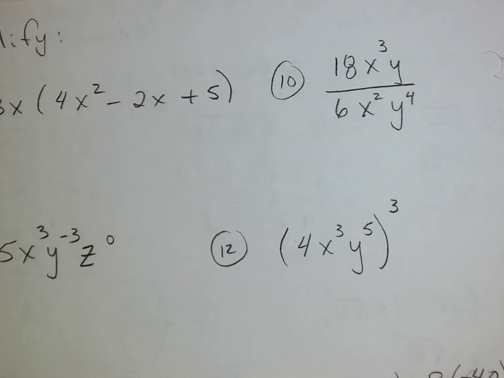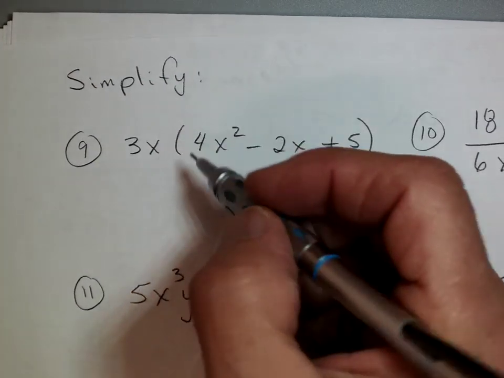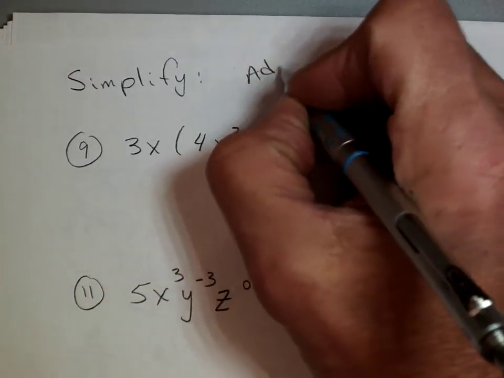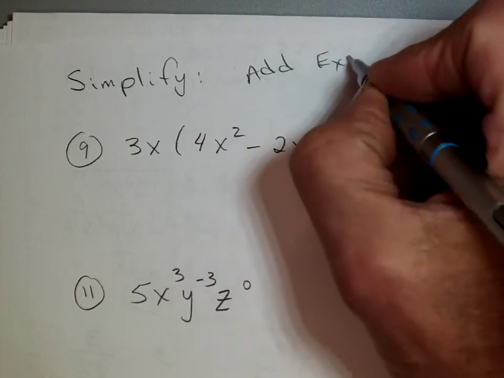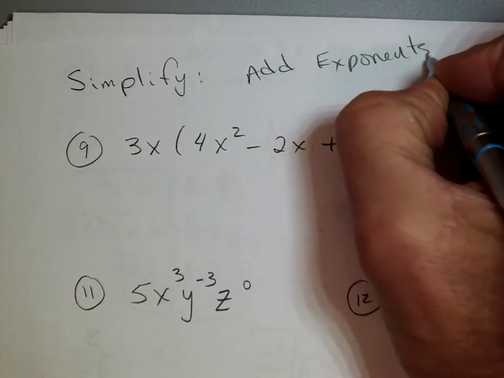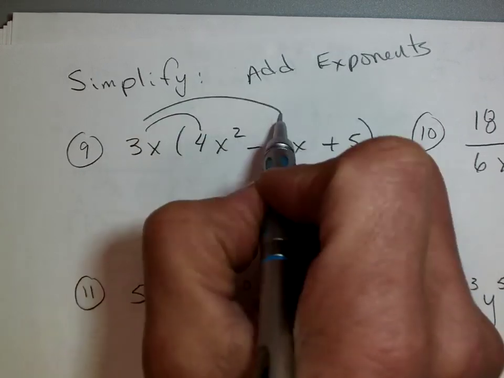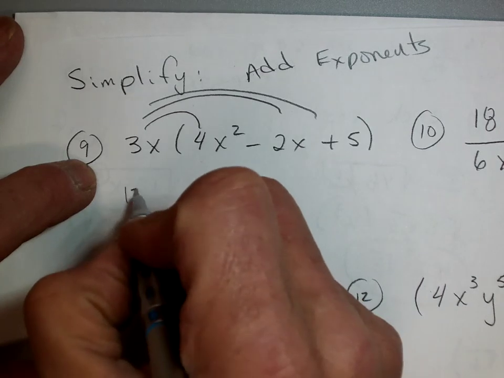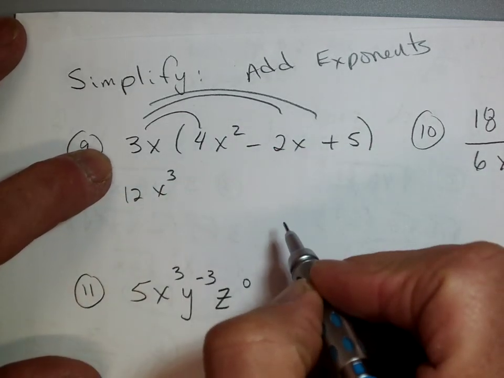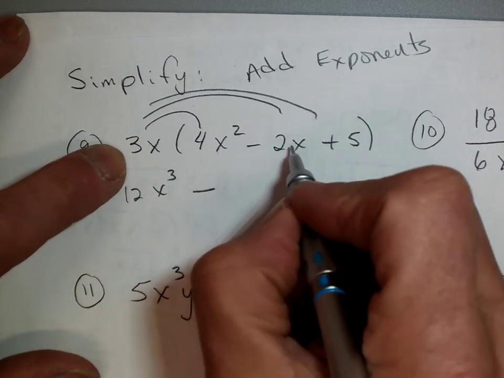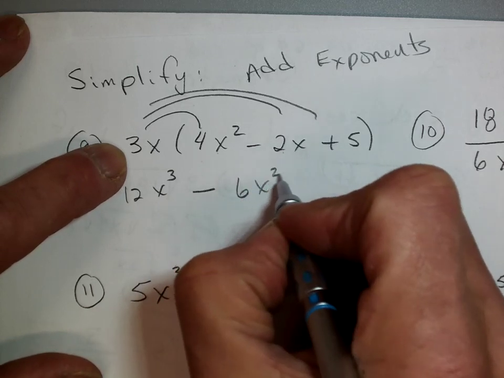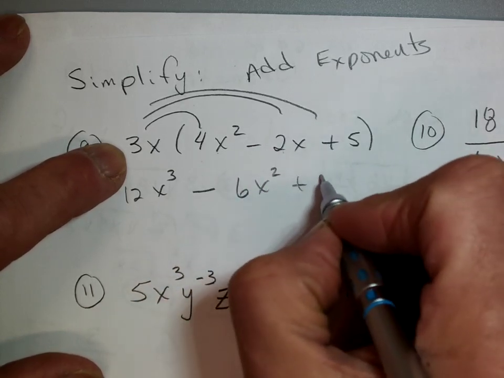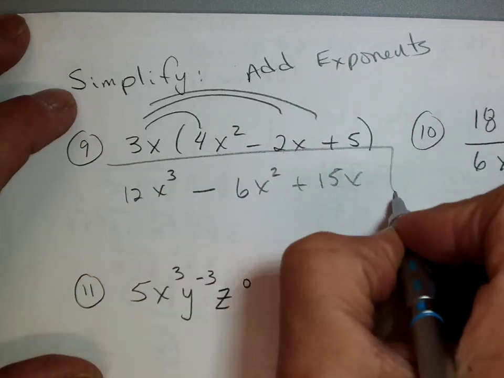Okay, turn the page. Okay, now, all right. Simplify. All right, this is easy. Now remember, when we multiply, we're going to add exponents. Write yourself a little note, we're going to add exponents, because we're going to multiply. We're going to go that times that, that times that, that times that. We're going to distribute. We're going to add exponents, okay? So 12x to the third minus 6x squared plus 15x. That's it.